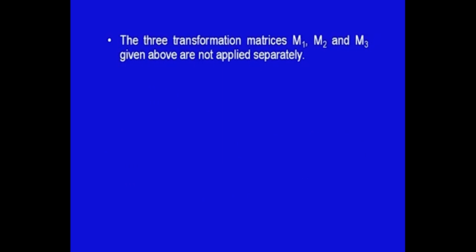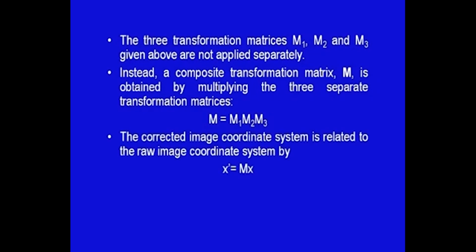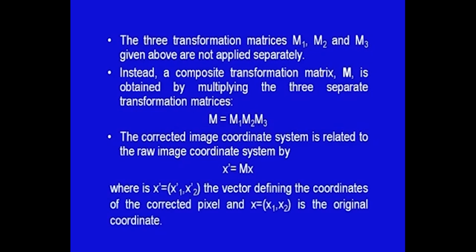The three transformation matrices M1, M2 and M3 are not applied separately. Instead, a composite transformation matrix M is obtained by multiplying the three separate transformation matrices. The corrected image coordinate system is related to the raw image coordinate system by x dash is equal to Mx, where x dash is nothing but x1, x2, the vector defining the coordinates of the corrected pixel, and x is equal to x1 and x2, the original coordinate.